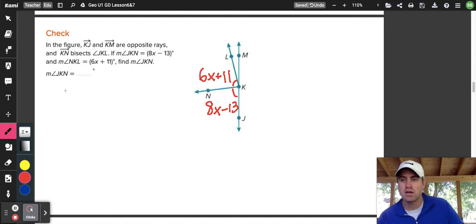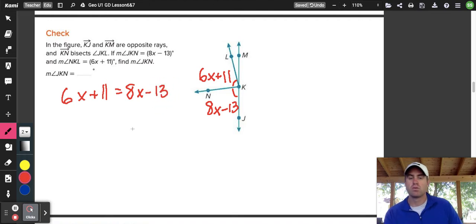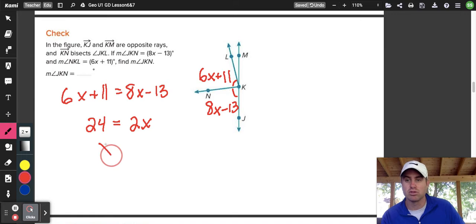So what we can do here is we can say that 6x plus 11 is equal to 8x minus 13. We can solve our equation. I'm going to subtract my 6x over to get 2x. I'm going to add my 13 to the other side to get 24. That would make x, as we divide by 2, equal to 12.